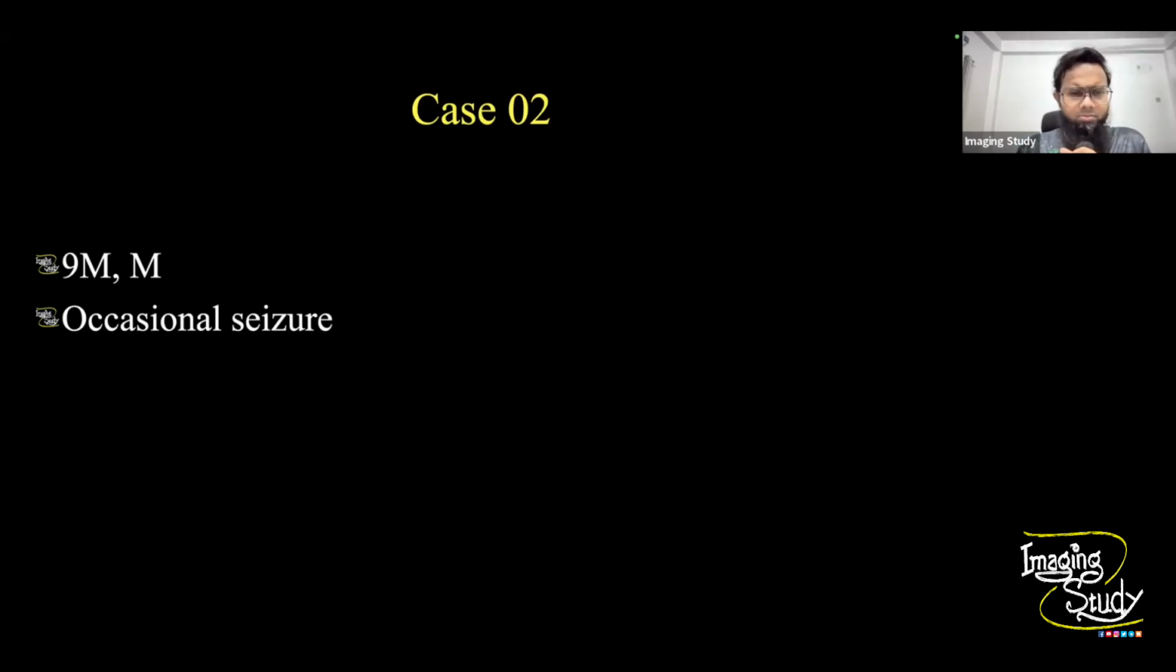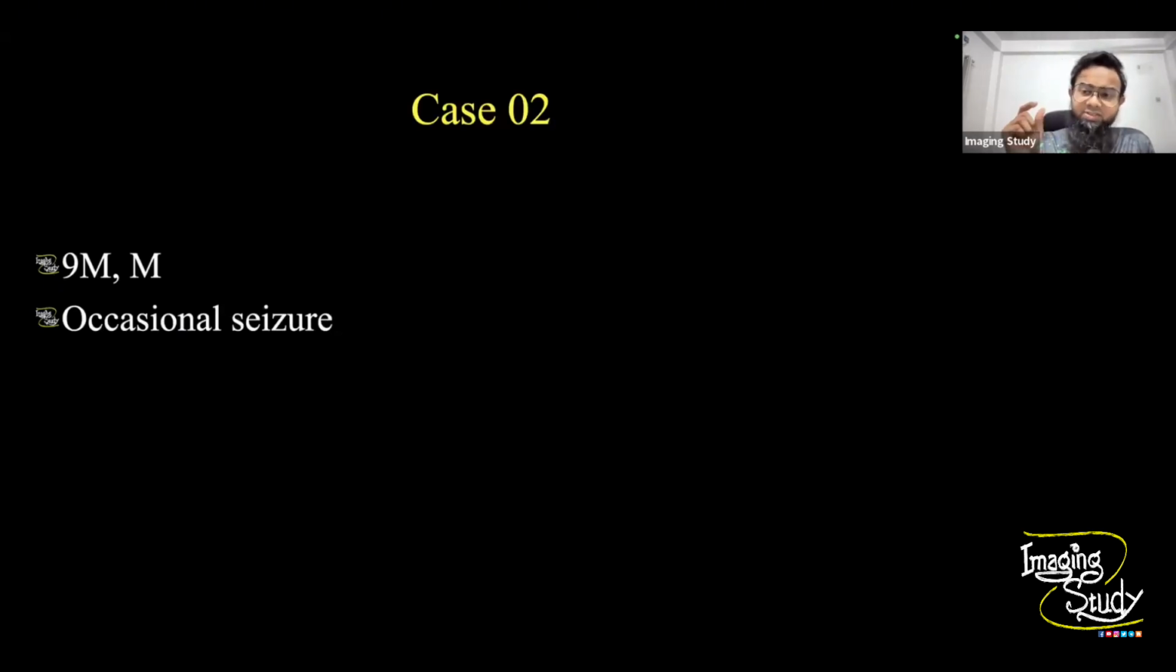So this is a 9-month-old boy who came with occasional seizure. He was sent for some brain ultrasound. You see, 9 months is not actually a good time to do the brain ultrasound because the fontanelles get smaller. So it's a little bit difficult to scan.